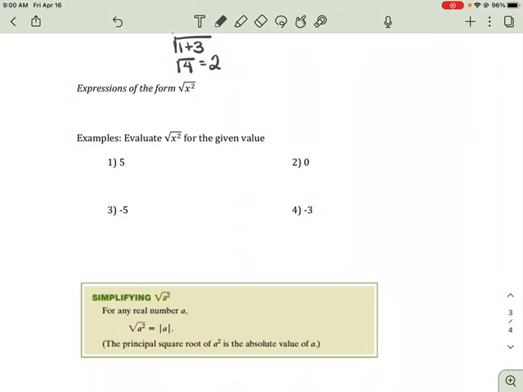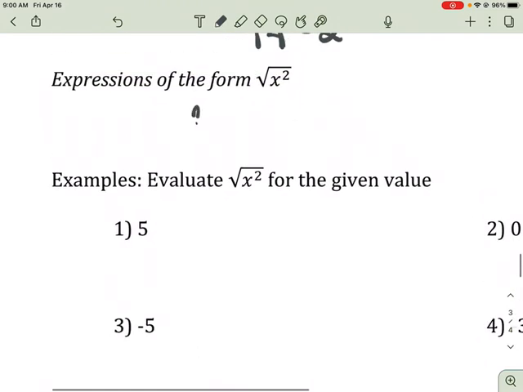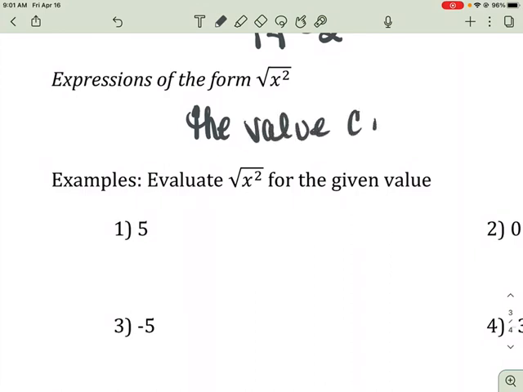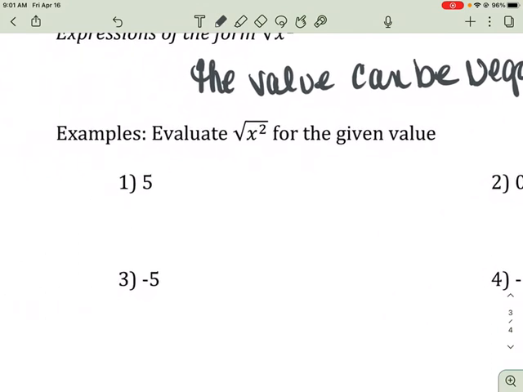Okay? So what we're going to be interested in doing is this: our answer could be positive or negative underneath the square root sign, so we have to be concerned about the value underneath. The x, the variable, the value can be negative, and that's a concern.